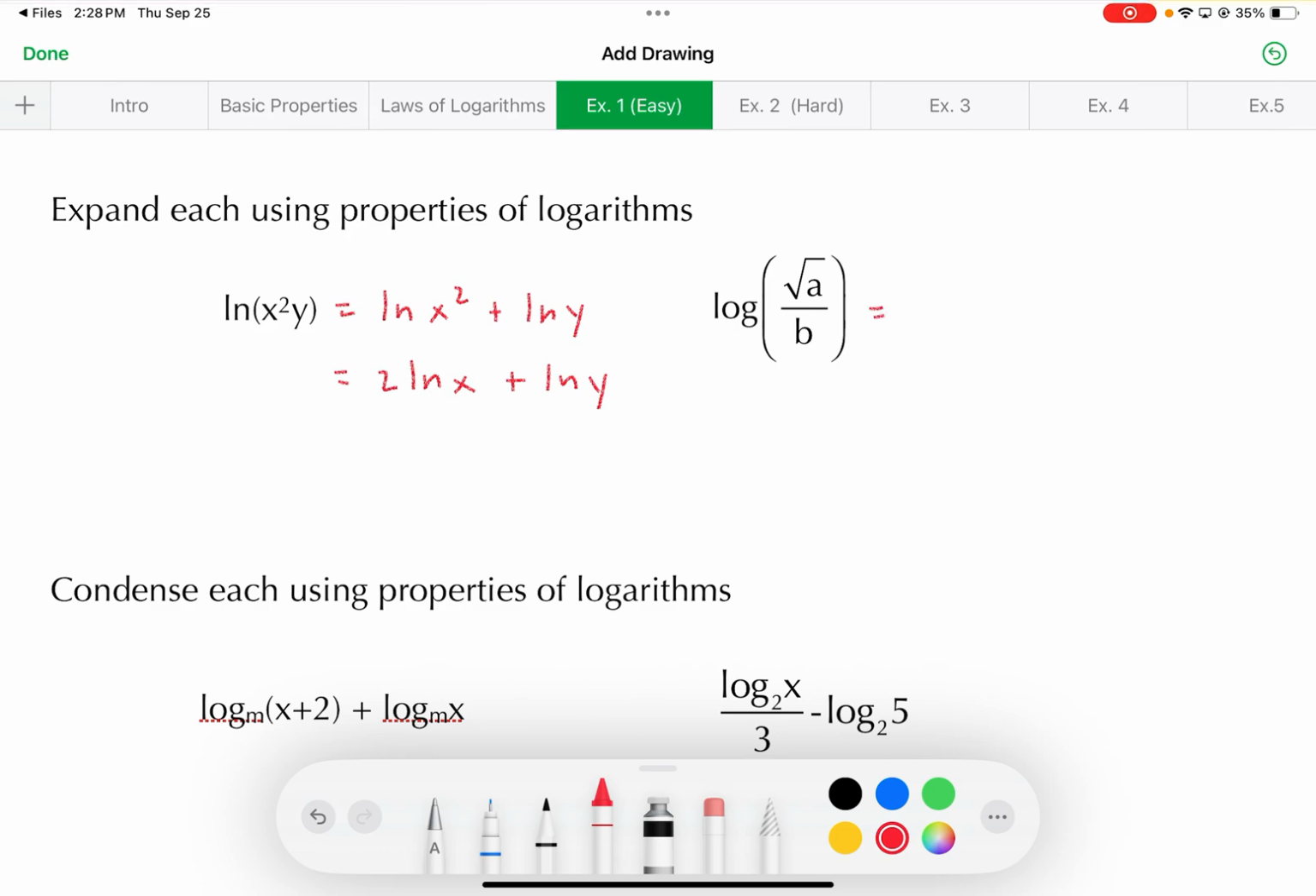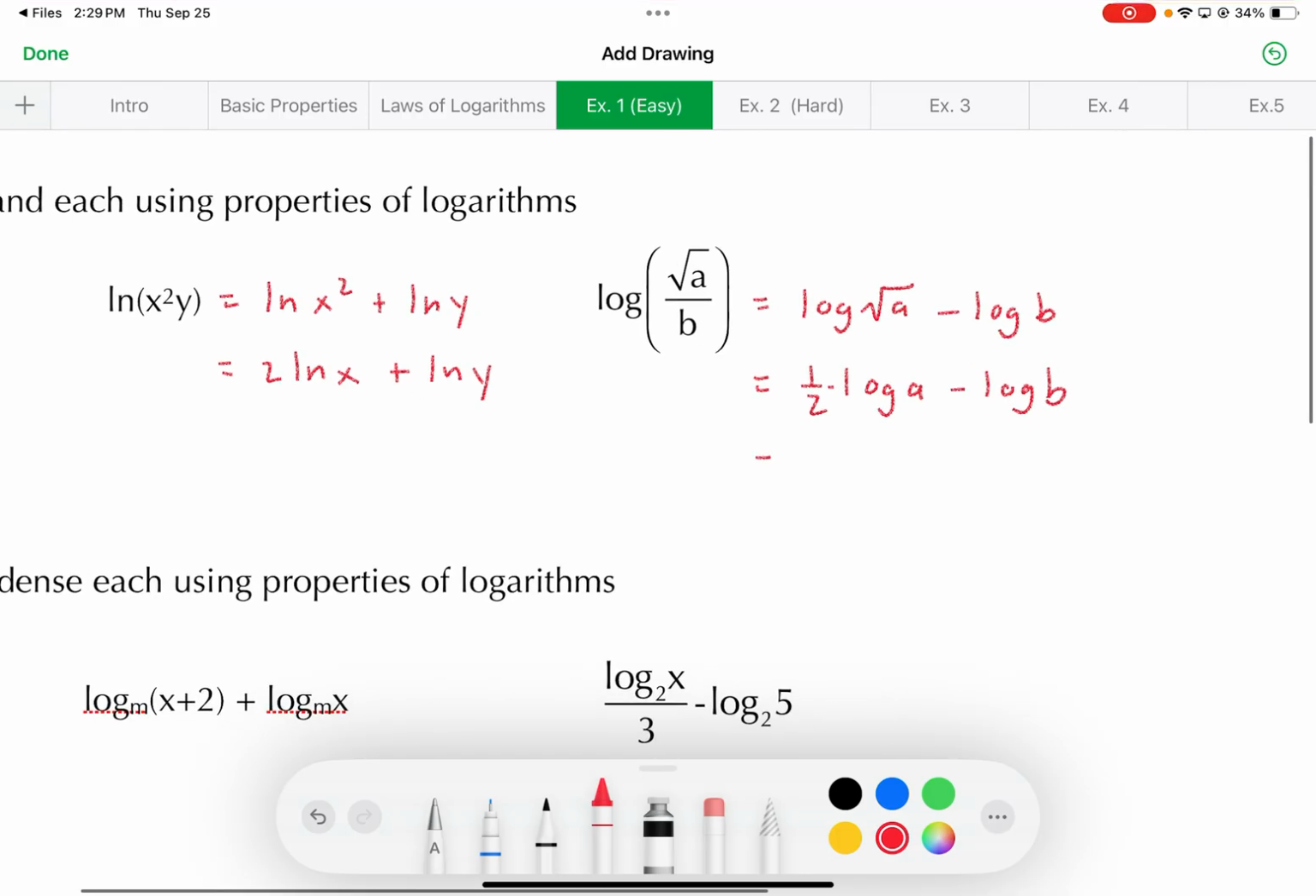Next, we have common log of the square root of a divided by b. I'm going to make that the common log of the square root of a minus the common log of b using my quotient property. Now, square root of a we know is the same as a to the half power, right? So I could apply the power property, bring that in front to multiply common log of a. So certainly okay to leave it like that. A lot of times you'll see this written as log a all divided by 2 minus log b.